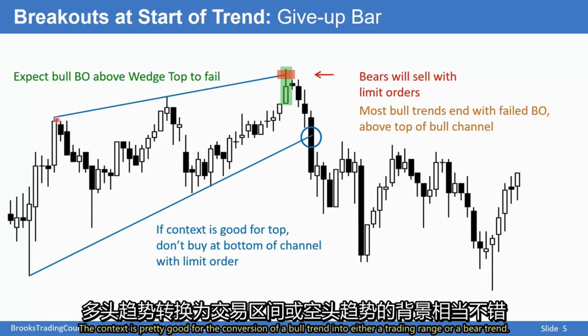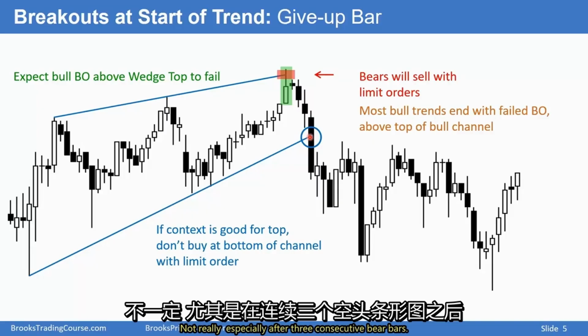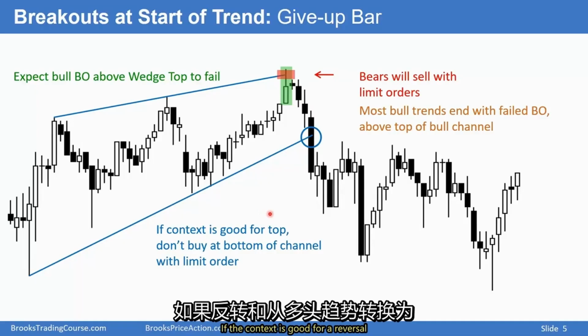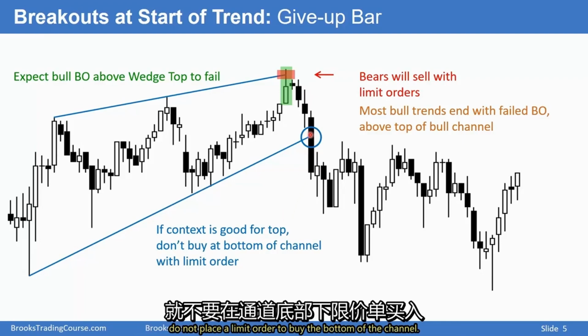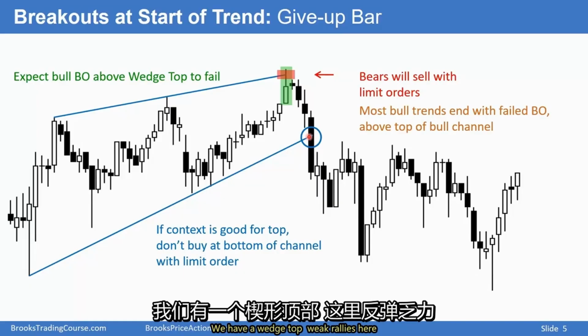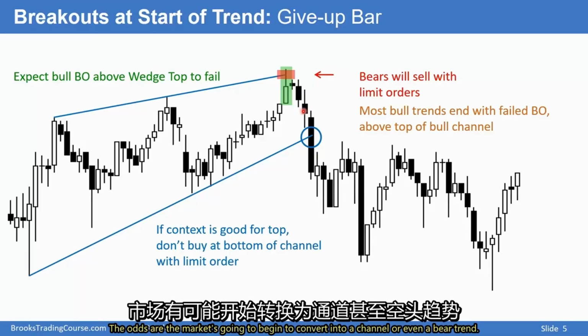The context is pretty good for the conversion of a bull trend into either a trading range or a bear trend. Do I want to be buying with a limit order at the bottom of the channel? Not really, especially after 3 consecutive bear bars. If the context is good for a reversal and a conversion from a bull trend into either a trading range or a bear trend, do not place a limit order to buy the bottom of the channel. We have a wedge top, weak rallies here, and now 3 consecutive bear bars. The odds are the market's going to begin to convert into a channel or even a bear trend.